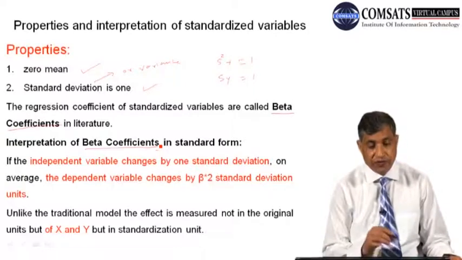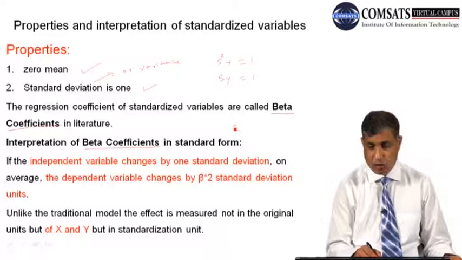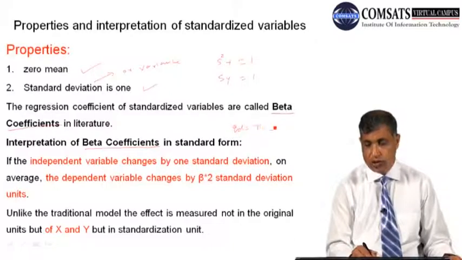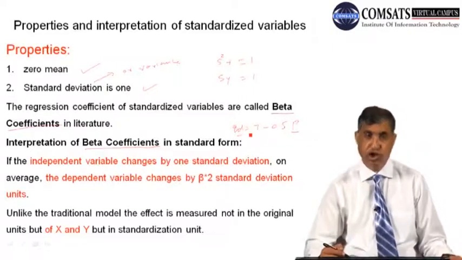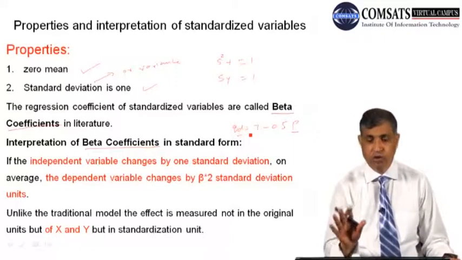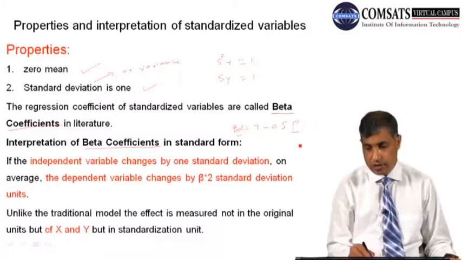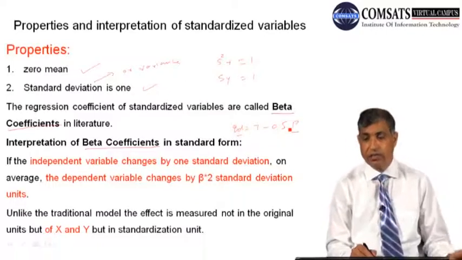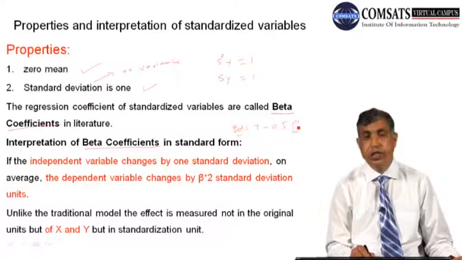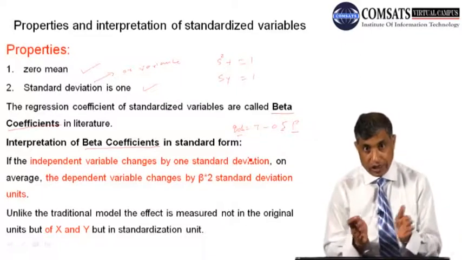Now I would like to write a supply and demand equation. I say that the quantity demanded is equal to 7 minus 0.5 P. Now I say that P and QD have been standardized; this is just to show you the situation. For the moment, assume this is a simple model with no standardization. What this means is that if there is a 1 unit increase in price, on average there is a 0.5 rupee decrease in the quantity demanded. Now immediately I reverse the situation: I say that now these are the standardized variables.